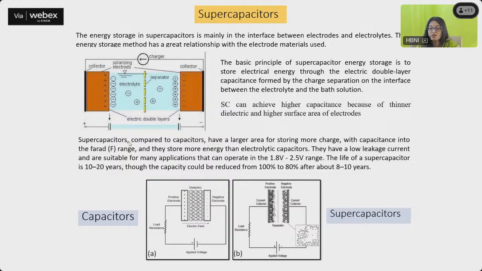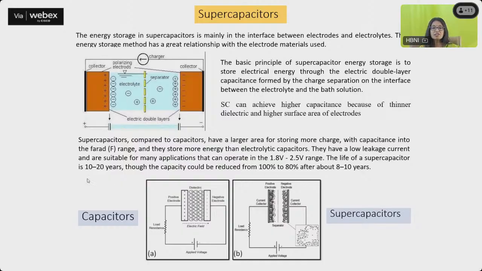So a supercapacitor will store more charge with a capacitance in the farad range, and it will store much more energy than the electrolytic capacitor. They have a very low leakage current, and they are suitable for many applications, and they generally operate within the voltage range of 1.8 to 2.5 volts.